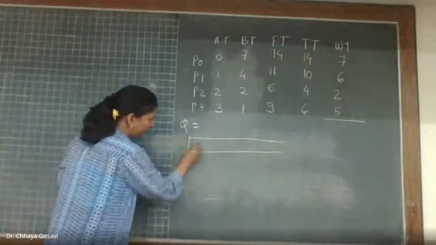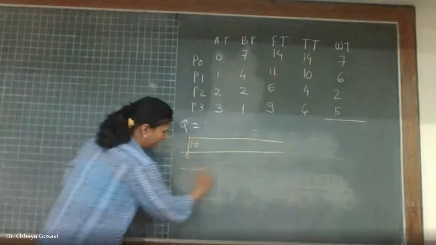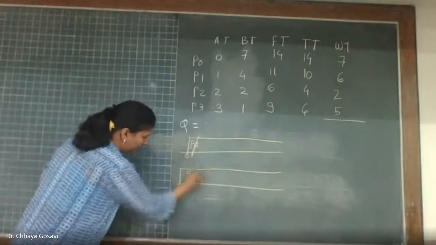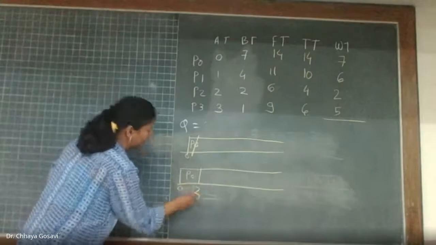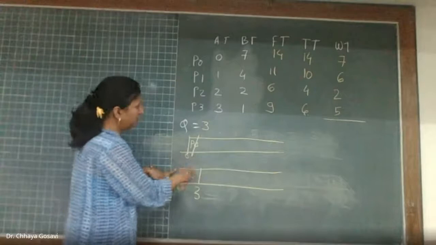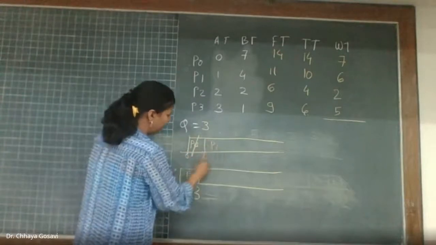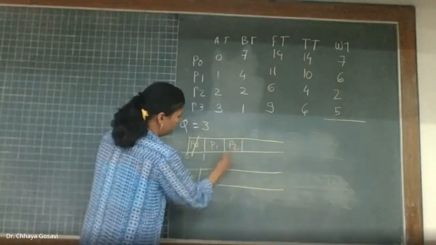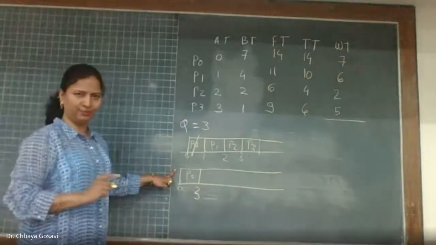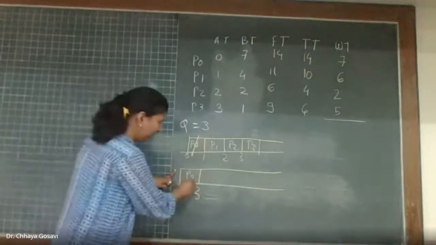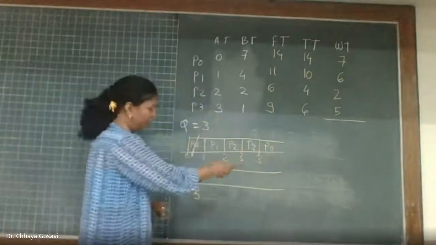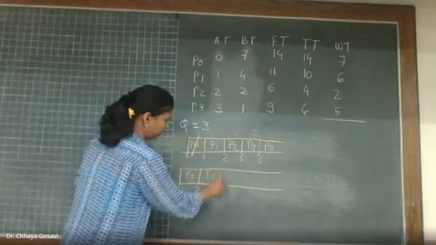So P0 arrived at 0 and it is scheduled to the CPU at 0 for 3 cycles. Now quantum is 3. Till 3, when P0 is executing in the CPU, P1 arrived at 1, P2 arrived at 2, and P3 arrived at 3. So all processes are in the ready queue. When P0 is preempted, it is added at the end of the ready queue.